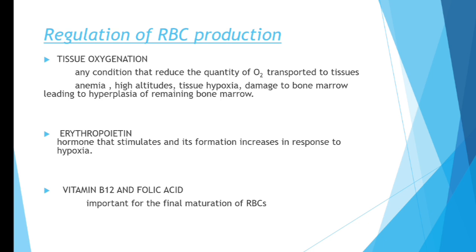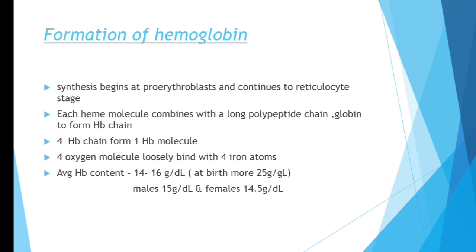So for someone having anemia, a B12 or folic acid supplement is usually given because they are required for maturation. Formation of hemoglobin: synthesis begins at the proerythroblast and continues to the reticulocyte stage, and each heme molecule combines with a long polypeptide chain, globin, to form a hemoglobin chain. Usually 4 hemoglobin chains form 1 HB molecule, and 4 oxygen molecules loosely bind with 4 iron atoms. The average hemoglobin content is 14 to 16 gram per deciliter. In males it is 15 gram per deciliter, in females it is 14.5 gram per deciliter.